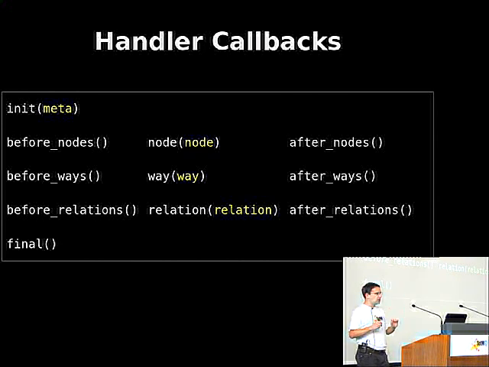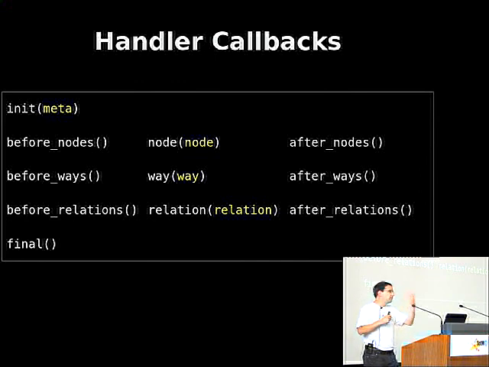So you initialize your application, and then you say, this is the file I want to read, and Osmium will read the file for you and gives you callbacks into your handler that you define. And you can define any or all of those callbacks here. It starts with the init callback, then you get a before nodes callback, and then for every node you get a callback into your code, and you can examine the node object and can decide what you want to do with it.